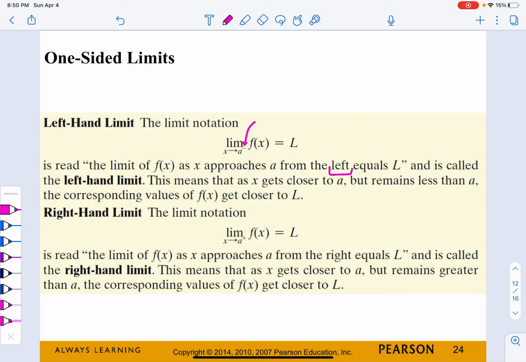Now the right-hand limit, we have similar notation, except now we're going to have a little plus sign. So the limit of f of x as x approaches a from the right side is equal to L and is called a right-hand limit. This means that as x gets closer to a but remains greater than a, the corresponding values of f of x get closer to L.